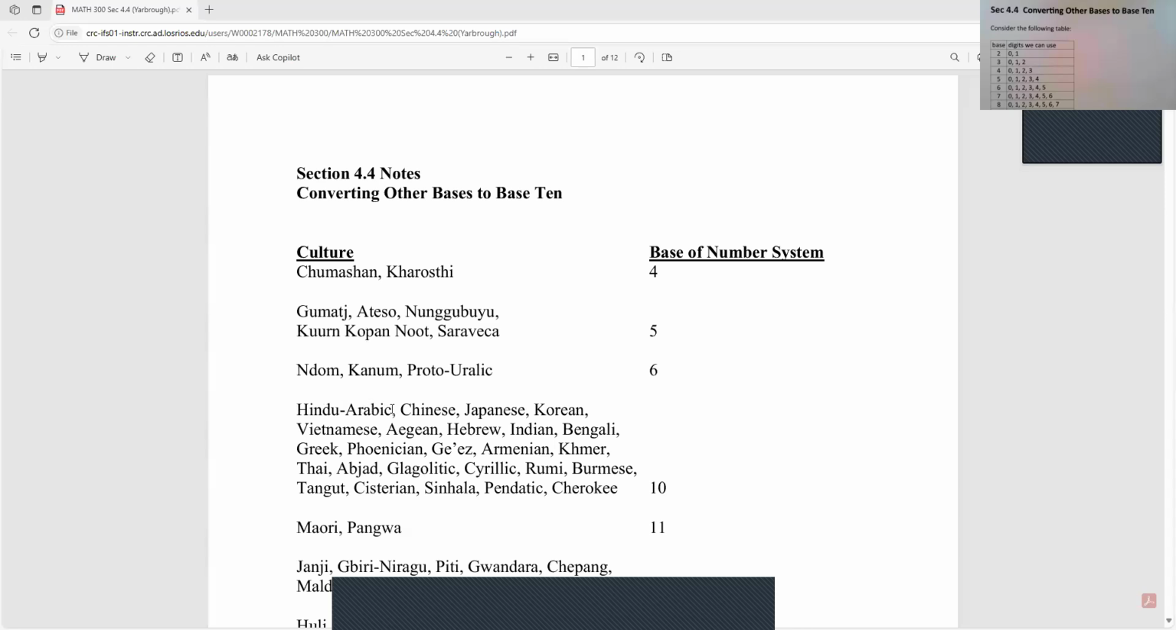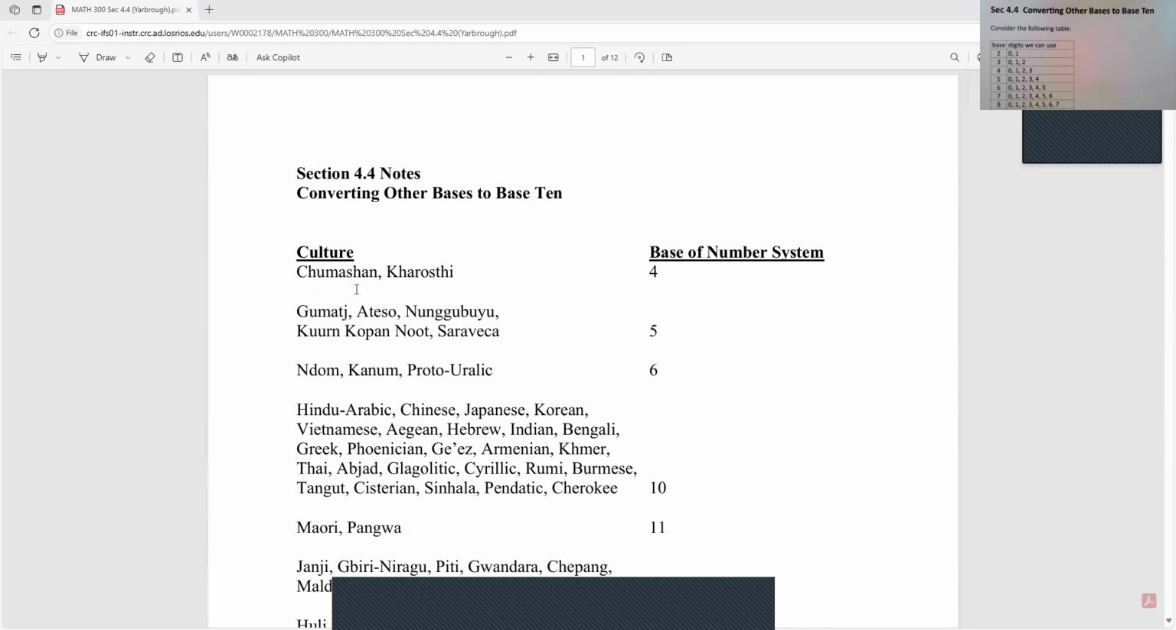Remember, the one that we use, the one that almost everyone in the world uses right now, is called the Hindu-Arabic number system, and that is a base 10 number system. So base 10 is a very popular one. You can see here many cultures throughout history have used different looking base 10 number systems. But that is not the only one.